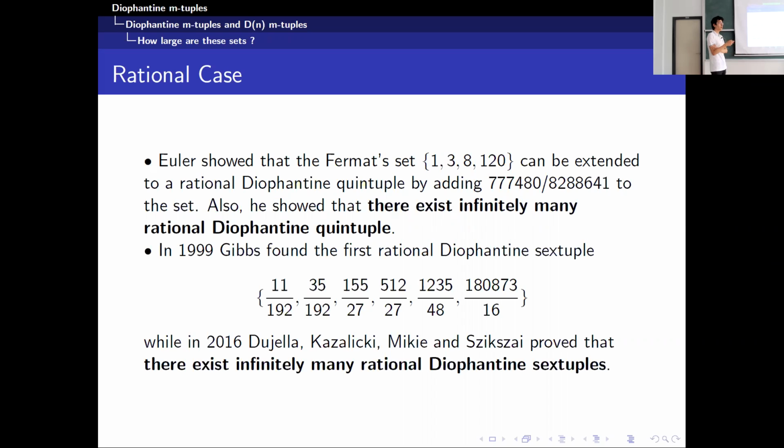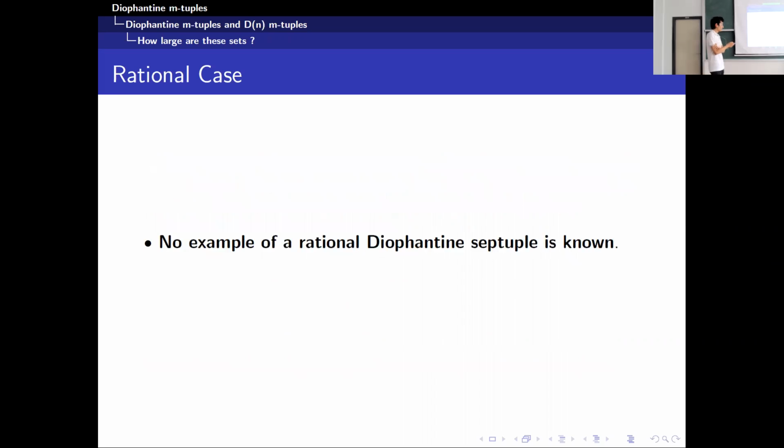In 1999, Gibbs found the first example of a Diophantine sextuple. This is Gibbs' set. And in 2019, a couple of mathematicians proved there exist infinitely many rational Diophantine sextuples. But today, there is no example of a Diophantine septuple. For that reason, this case is still not closed, and people still study it. And maybe the most important question about Diophantine m-tuples is: does any Diophantine septuple exist?